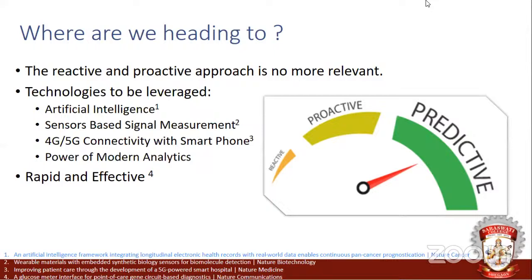So prediction is everywhere. Doctors want to predict the right medicine to be given to the patient so that they will be cured in less time, with less dose. Or they want to predict many things. The teachers want to predict what should be the way of teaching so that maximum students will understand my class today. Right? So what are the technologies making this prediction possible? Number one is artificial intelligence, then sensor-based signal measurement systems, the connectivity to the internet that helps accumulate data in real time, and the power of modern analytics, which is very rapid and effective.